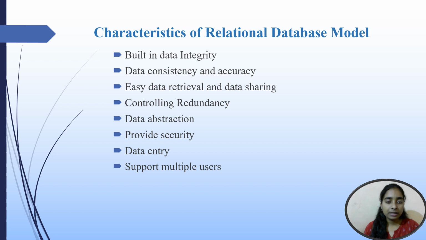In this slide, we can see the characteristics of the relational database model: built-in data integrity, data consistency and accuracy, easy data retrieval, and easy data sharing. Controlling redundancy means that repetition of data can be controlled. Next is data abstraction, and it provides security. Data entry can be easily done and it supports multiple uses.